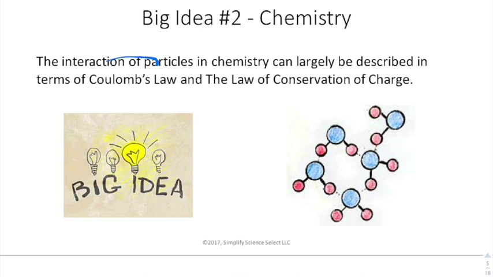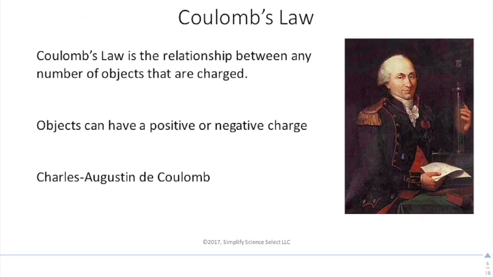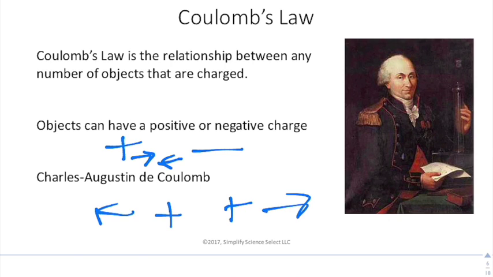But now we need to explore the idea of, okay, what is Coulomb's law and what is the law of conservation of charge? So, Coulomb's law is the relationship between any number of objects that are charged. The charges can be positive or negative. So, if you had a positive charge, it will attract to a negative charge. If you have a positive charge and a positive charge, they will repel from each other. If you have a negative charge and a negative charge, they will repel from each other. That's the origin of the idea of opposites attract, this positive and negative attraction or repulsion.